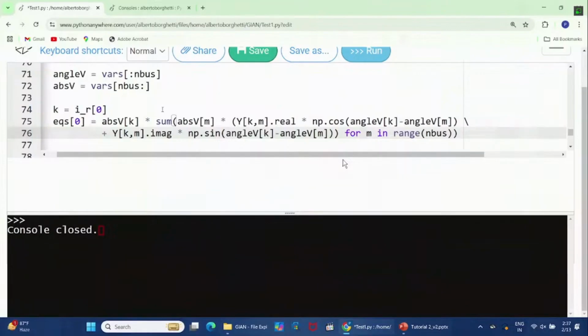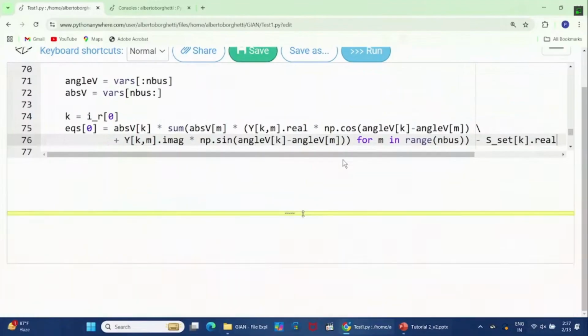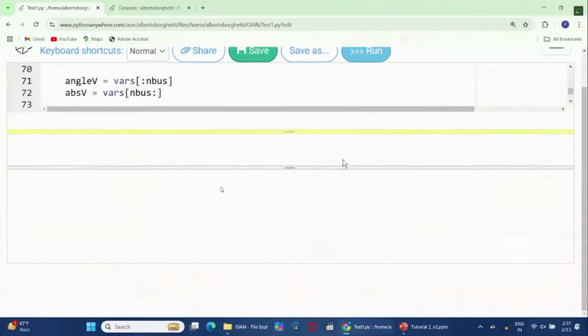So we have stored this in sys S set, so we can say minus S set bus K, that is the receiving bus. It is the active power. This is the complex power, so we need to take the real part. So in order to take the real part of the complex number, dot real. But we have already used it for the y and for this. Is it good? Apparently it does not complain.